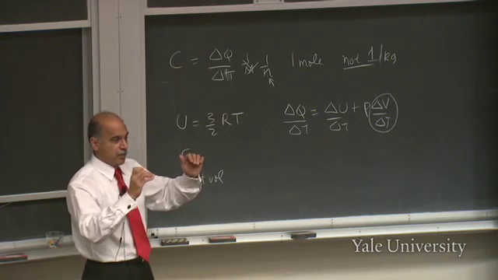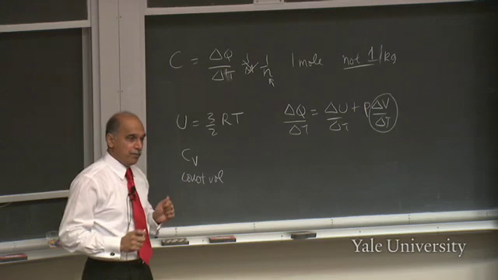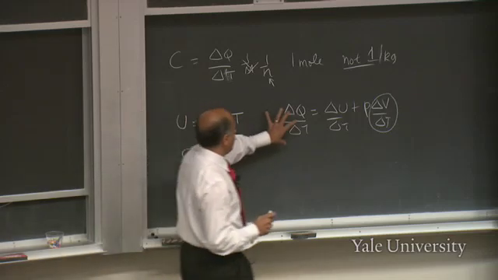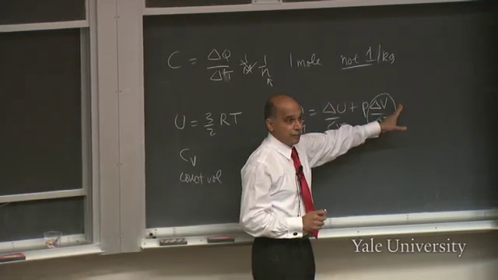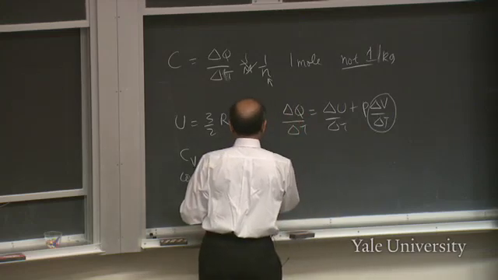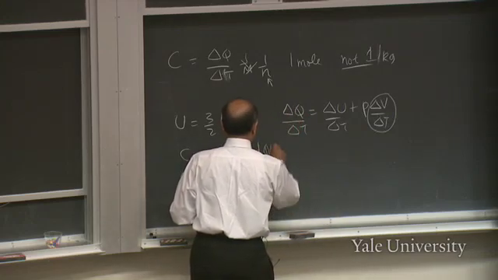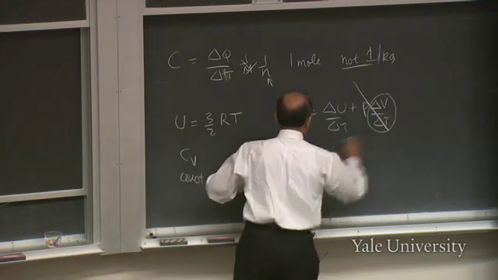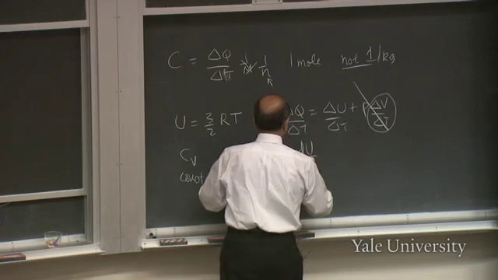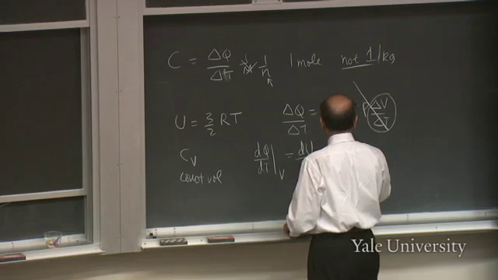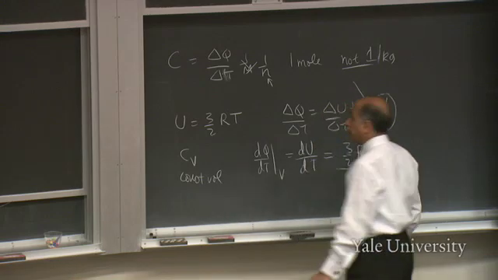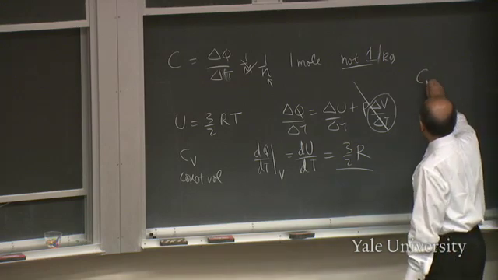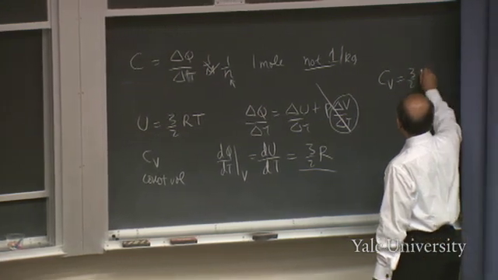In other words, you take the piston and you clamp it. Now you pump in heat from below by putting it on a hot plate. All the heat goes directly to internal energy. None of that is lost in terms of expansion. So delta V is 0. In that case, delta Q over delta T at constant volume, we denote that in this fashion. At constant volume, this term is gone, and it just becomes delta U over delta T. That's very easily done. Delta U over delta T is 3 over 2 R. So the specific heat of a gas at constant volume is 3 over 2 R.